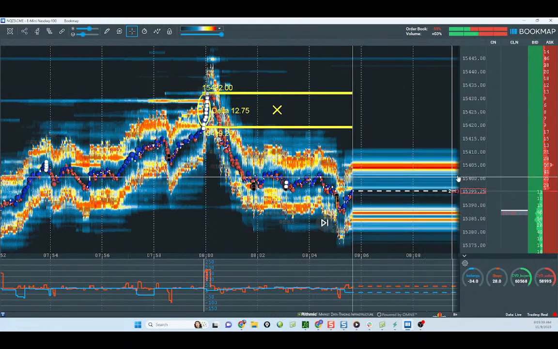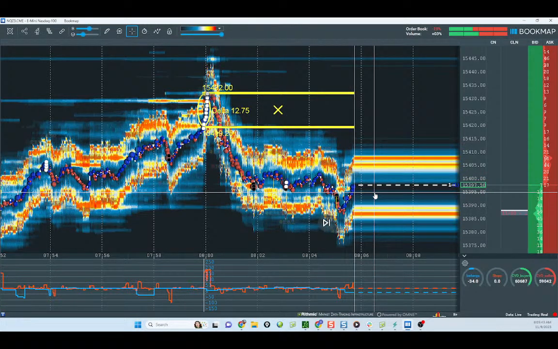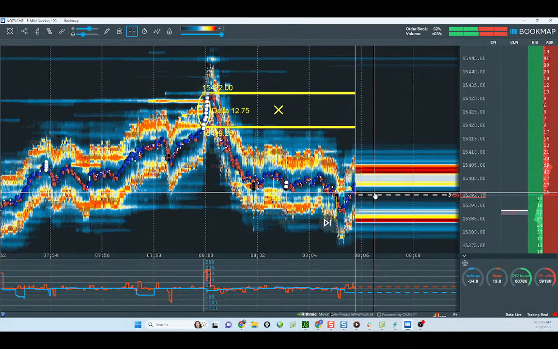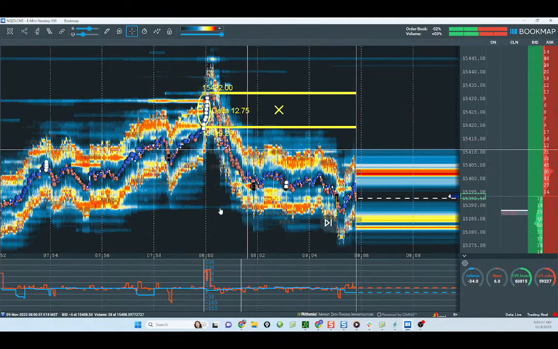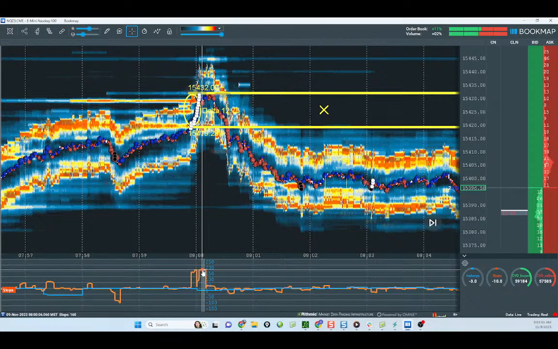So the entry is at 15.4. We'll go over that here. I'm probably just gonna hop in here just in case. Alright, so I'm short. We'll go over why here in a second. So anyway, there were 2 buy stop runs, 160 and 160.